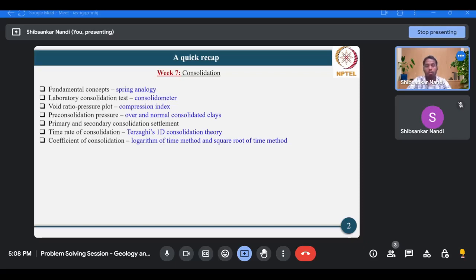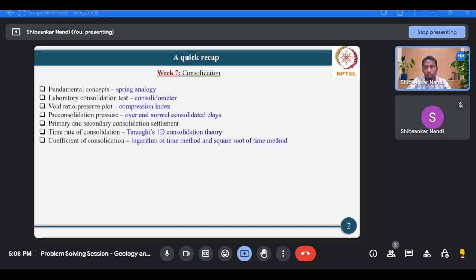Now, following this discussion, we have learned how to calculate the primary and secondary consolidation settlement of these clays, then the time rate of consolidation through Terzaghi's one-dimensional consolidation theory, and the calculation of coefficient of consolidation by the logarithm of time method and square root of time method. So these are the few topics which we have learned particularly regarding consolidation.